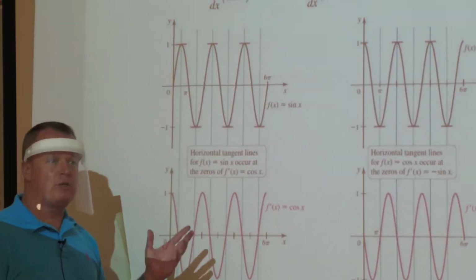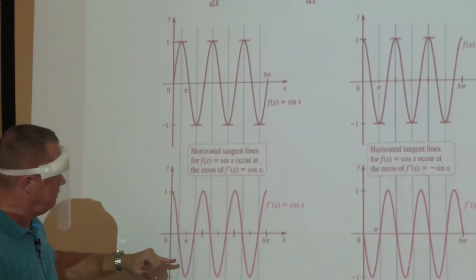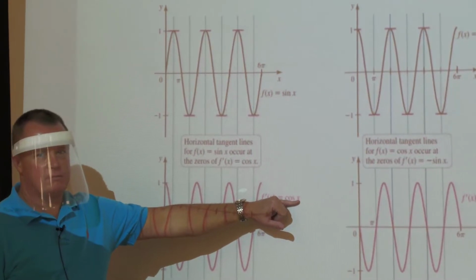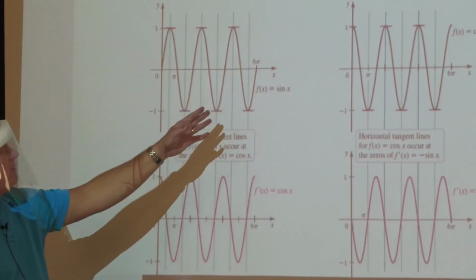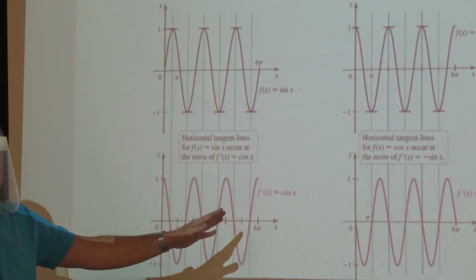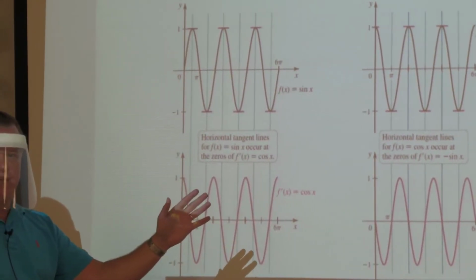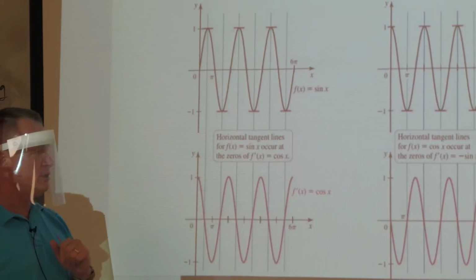So what happens with the graph? Well, that is the graph of what? The cosine wave. All right? The derivative of sine is cosine. All right? Derivative of e to the x is e to the x. Derivative of sine is cosine. Questions about that?